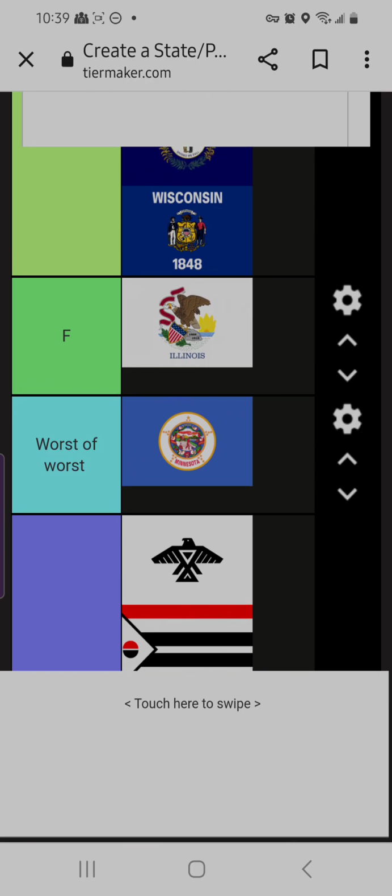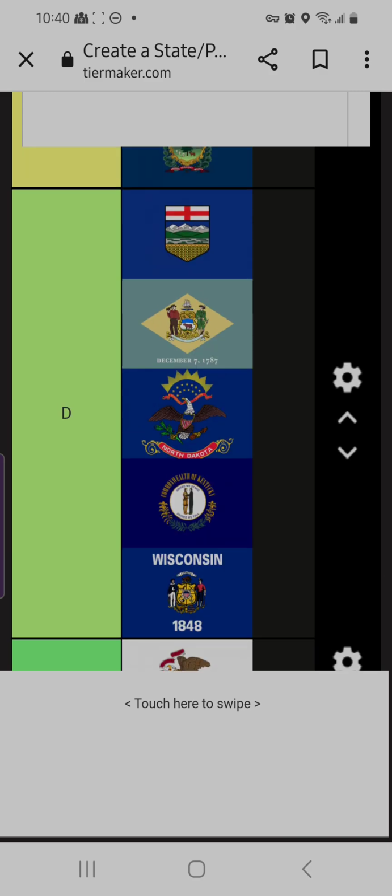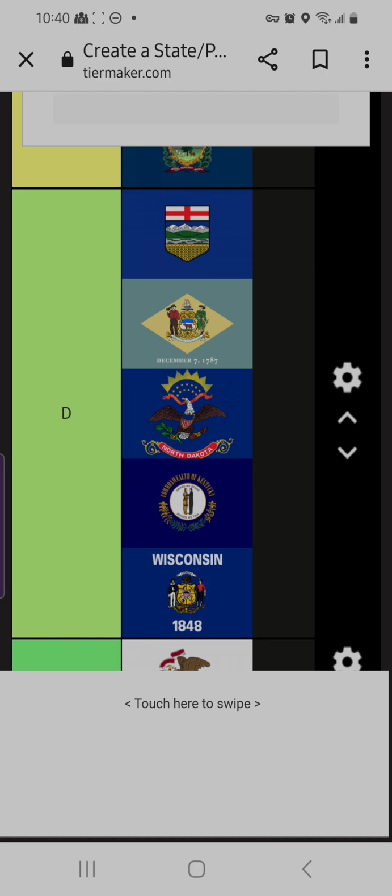In the F tier, we have Illinois. A very bad seal. If the seal was better, I probably would have given it a higher tier. In D tier, we have Wisconsin, Kentucky, North Dakota, Delaware, and Alberta. Pretty lame seals. And North Dakota isn't their seal. It's just a lame flag design.